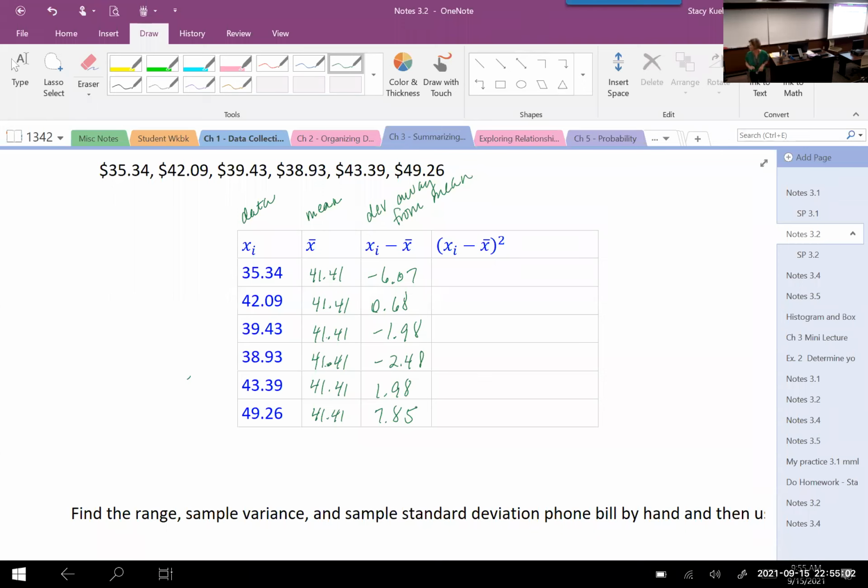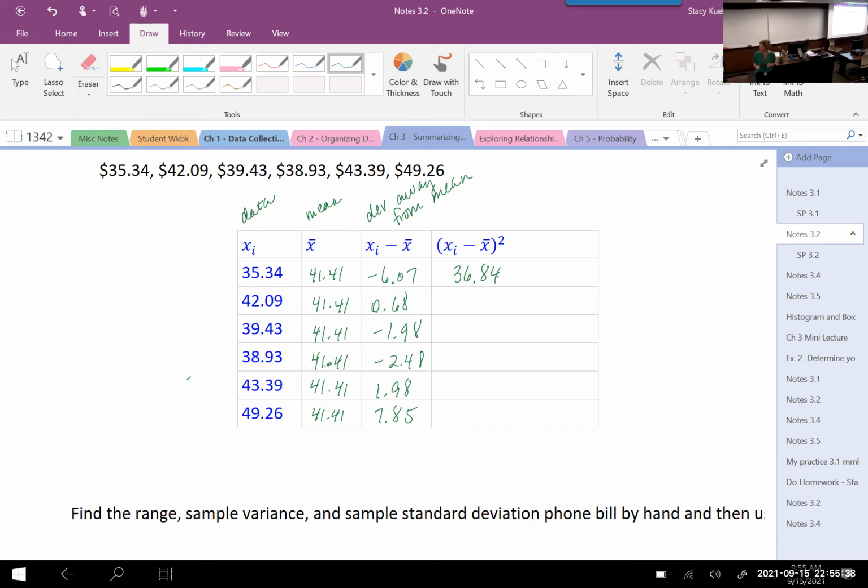Square each of those numbers. So for negative 6.07 squared, what do I get? Now I want everybody to make sure that on whatever calculator they are using, they can get 36.84. Because a negative number squared should give you a positive value. A negative times a negative is a positive.